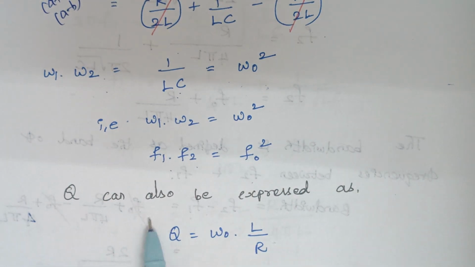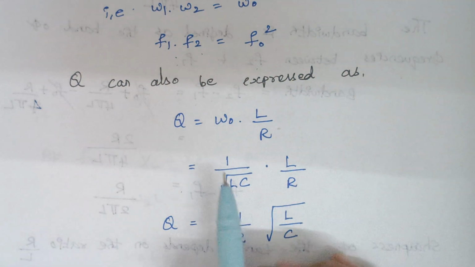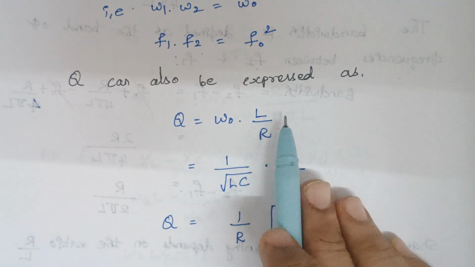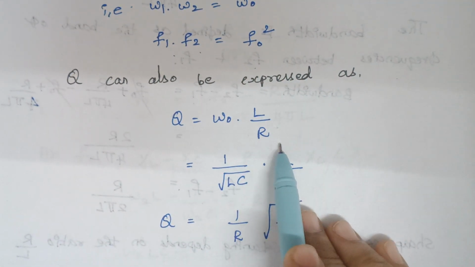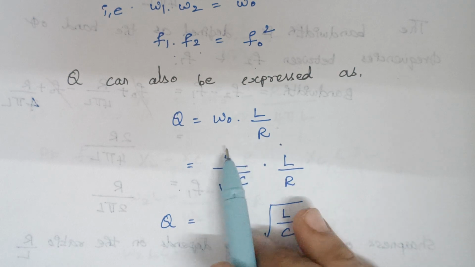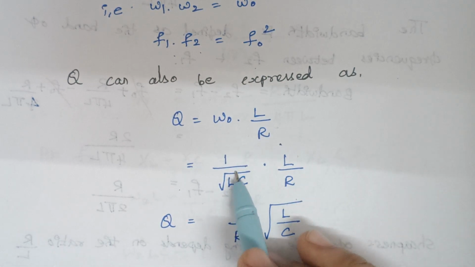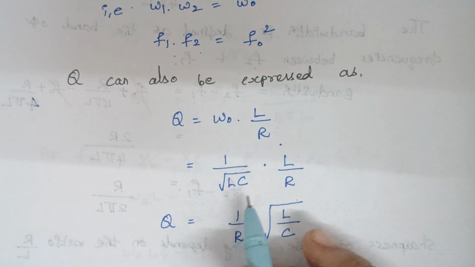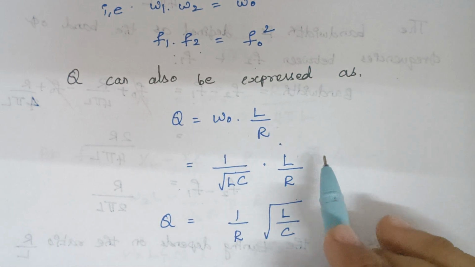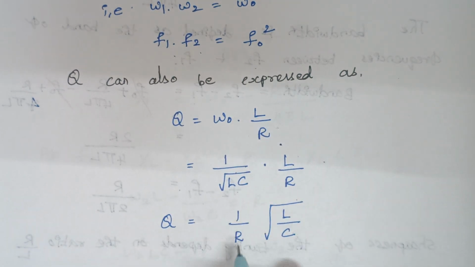So again Q can also be expressed as Q equal to omega naught into L by R, right? That is different forms of expressing Q. So omega naught is nothing but 1 by root of LC into L by R. So here the square root of L and this L cancel each other, and we will be having another square root of L. So finally here the value of Q is 1 by R into root of L by C.